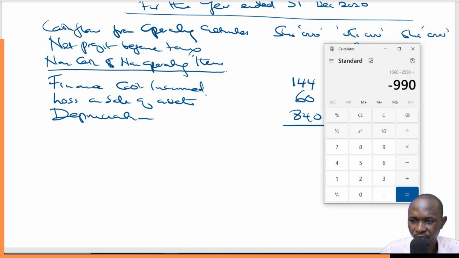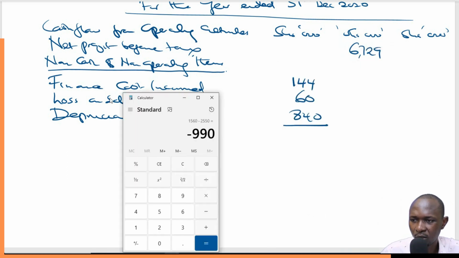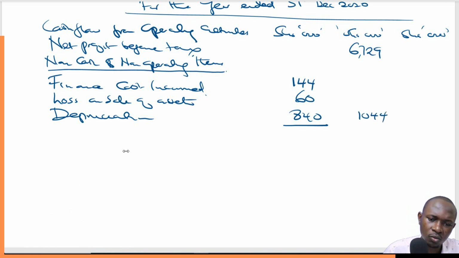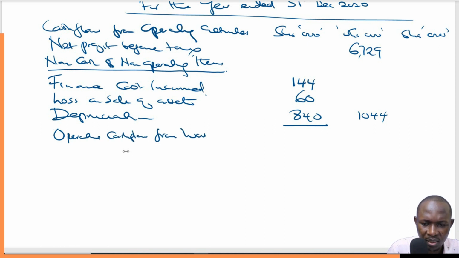So this will be 144 plus 60 plus 840. That gives us 1044. Good. Then we now work the operating cash flow. Operating cash flows from working capital changes.